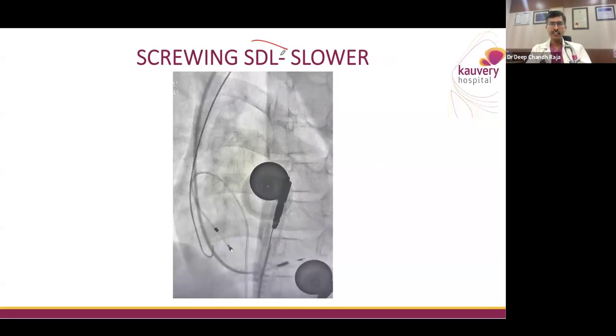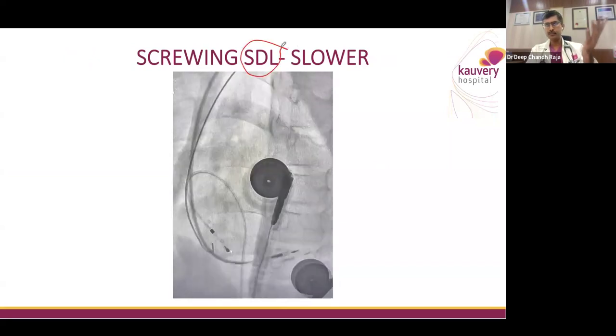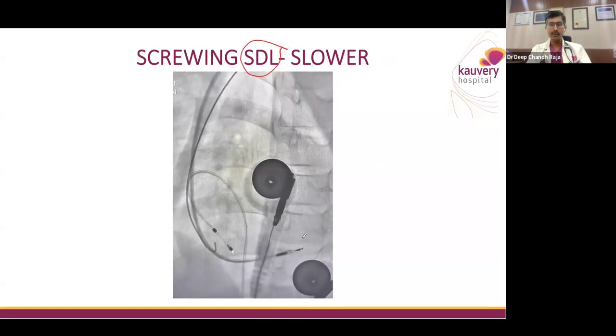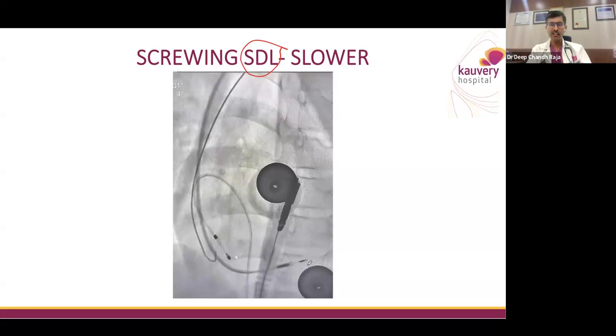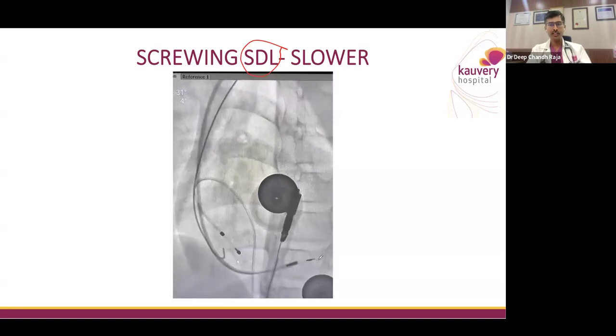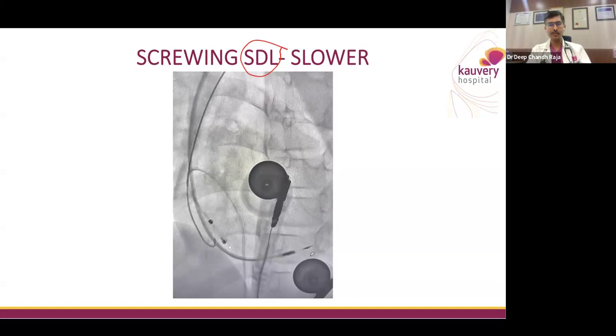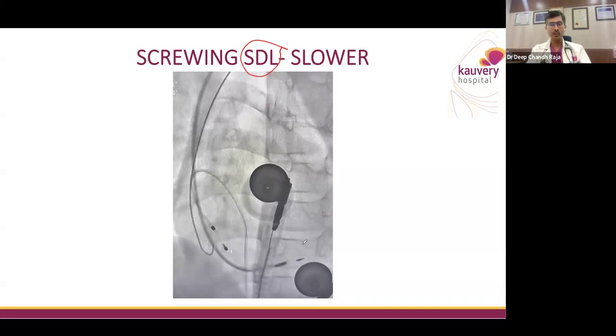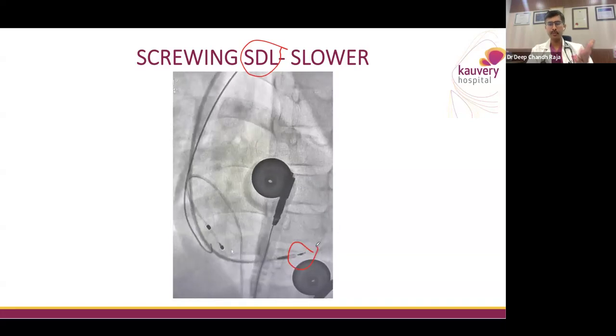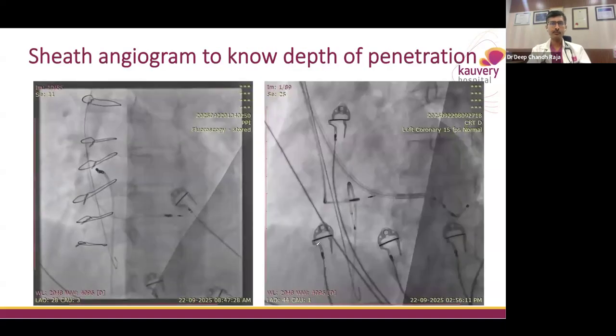In the case of a stylet-driven lead, unlike the lumenless lead, we tend to be a bit slower because this is a heavier lead. You could easily perforate the interventricular septum, so the screwing is a bit slower, as you demonstrated in this case example.